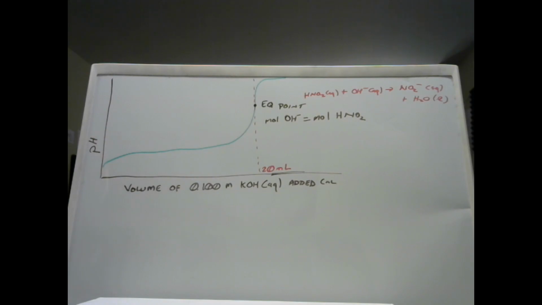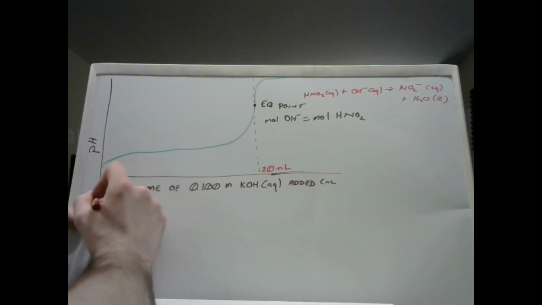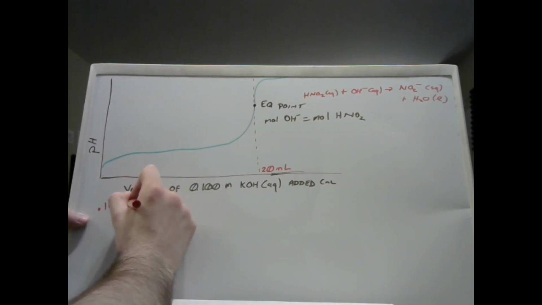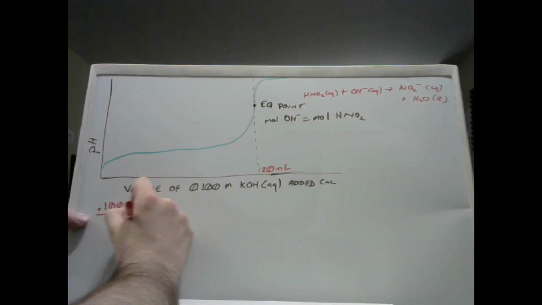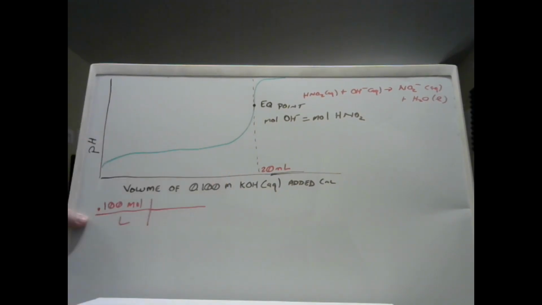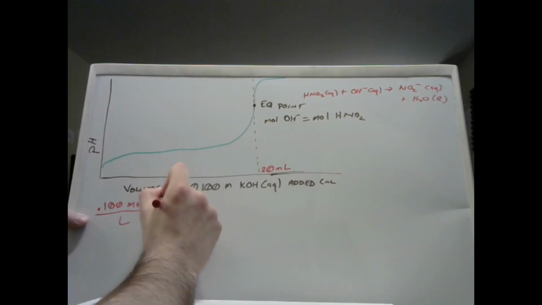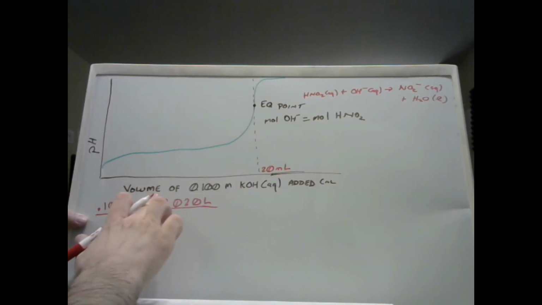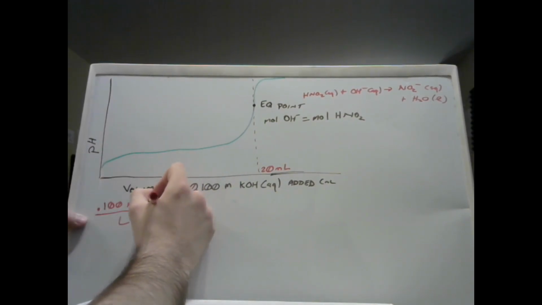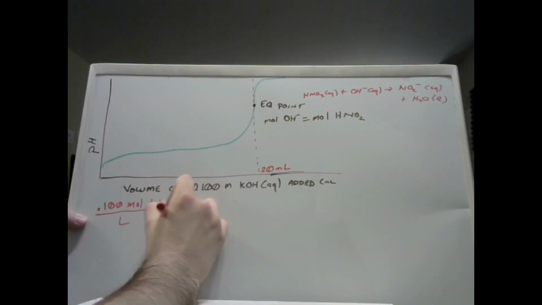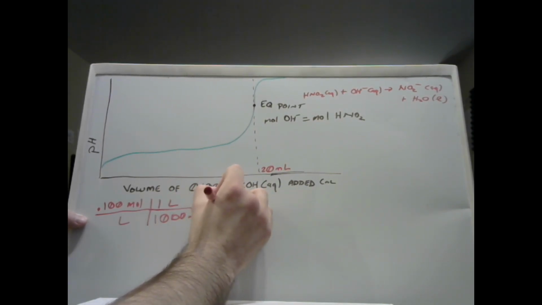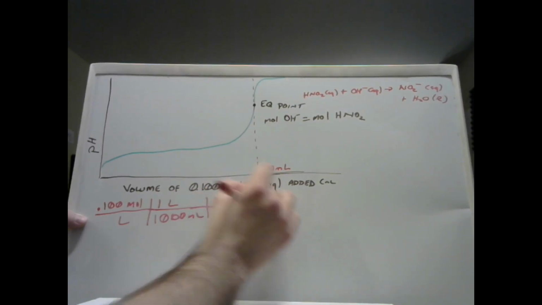First things first, how many moles of OH should we have? Well, we have 0.100 moles per liter. And we added 20 milliliters, or 0.020 liters. If you can't do that math in your head, 1 liter is 1,000 milliliters, and we added 20 milliliters at the equivalence point.